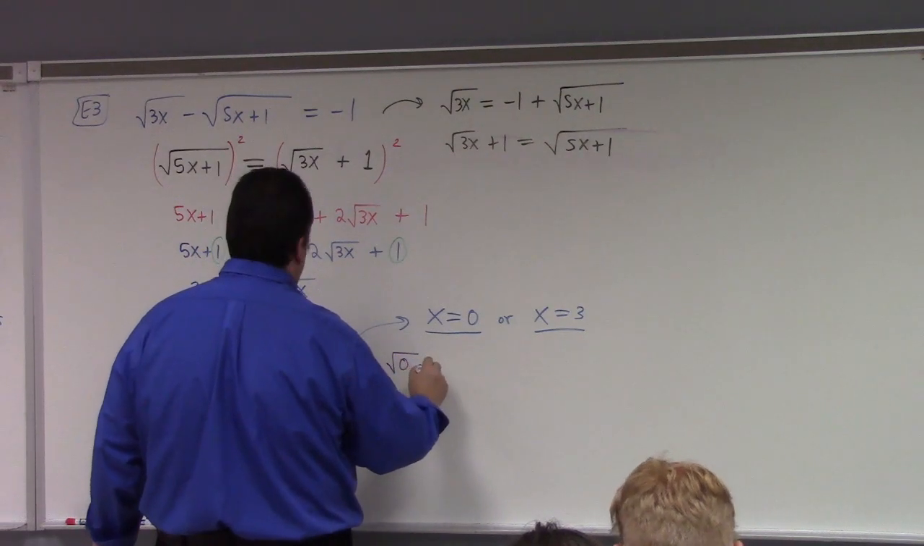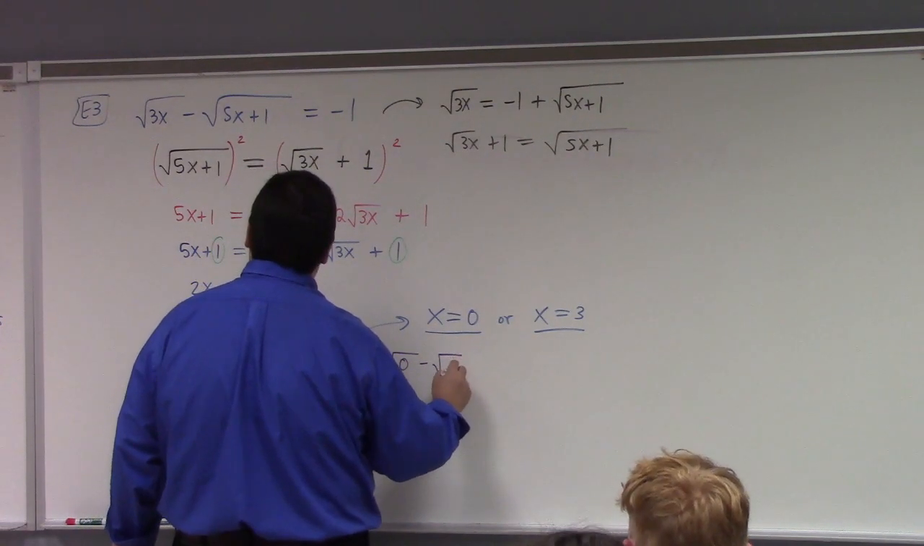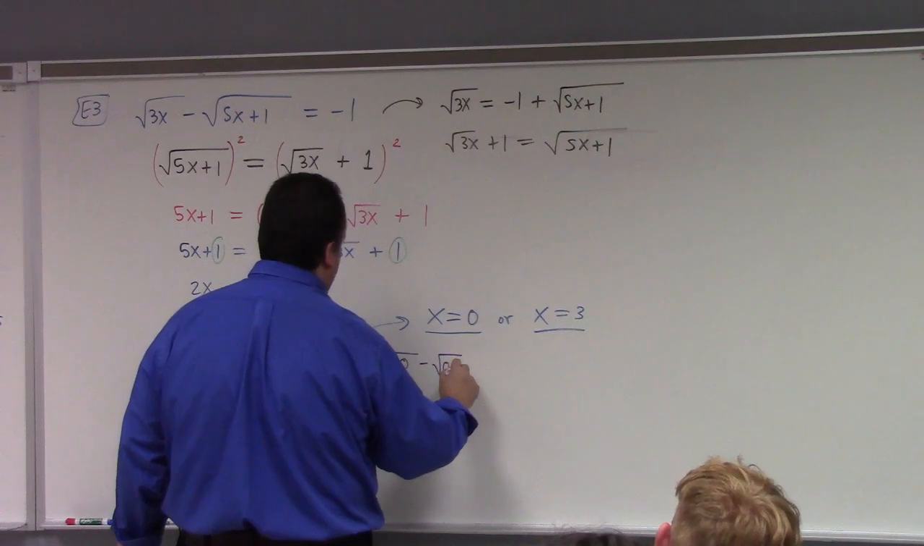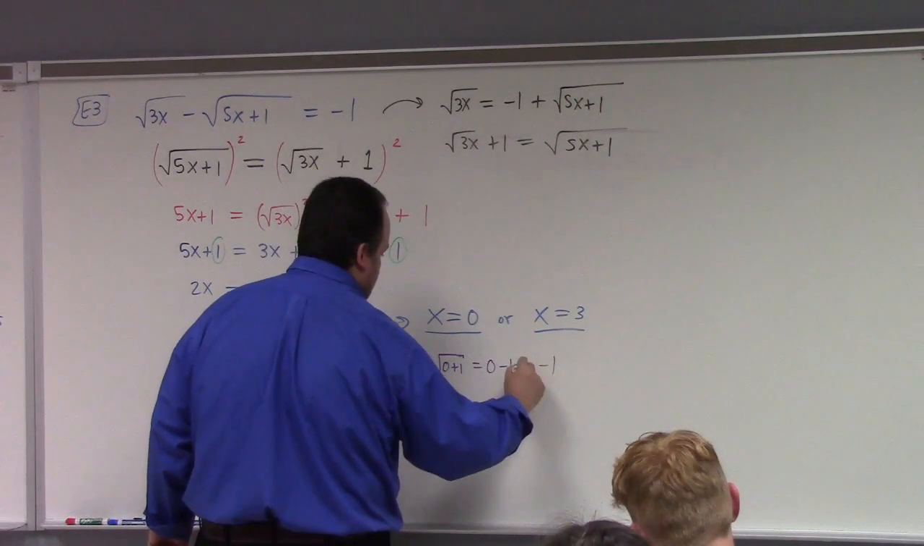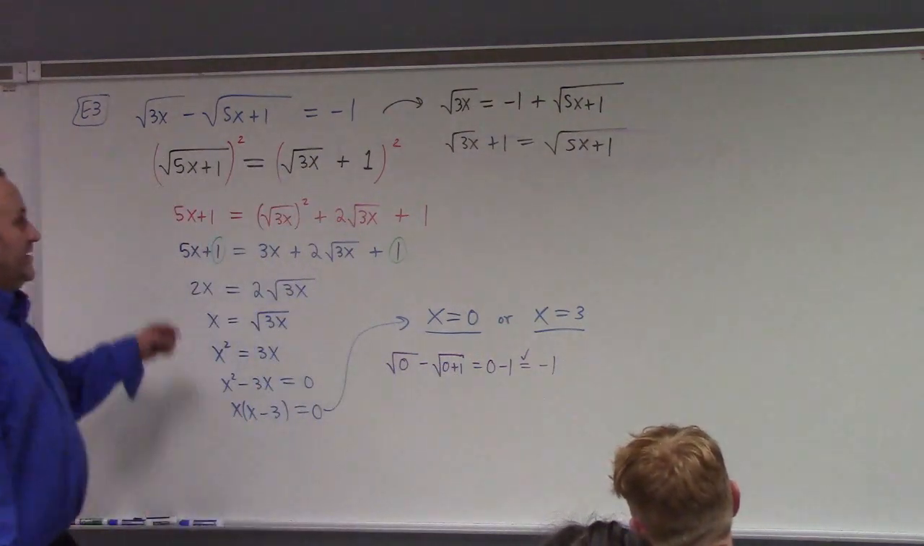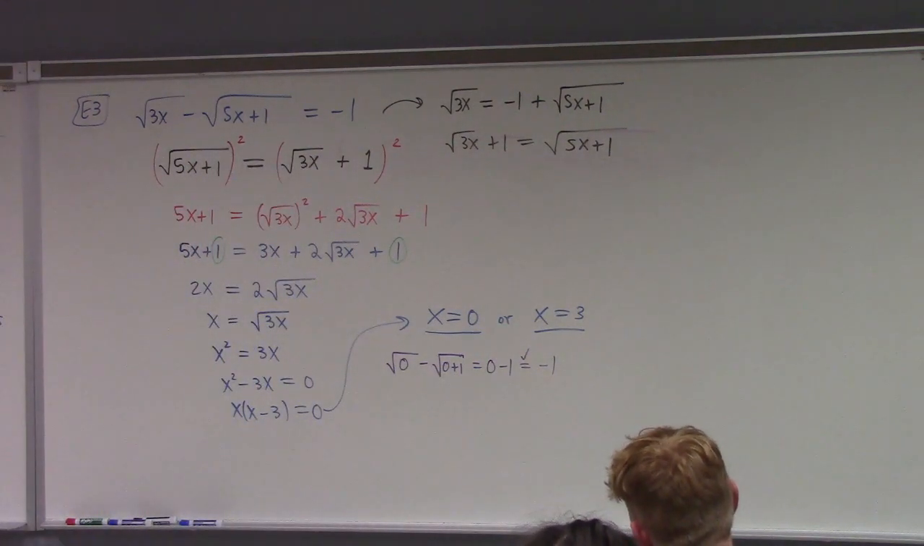Square root of 0 minus the square root of 0 plus 1, yeah. So that's equal to 0 minus 1, also known as minus 1. Check. So I plug it in. It worked. Yay.